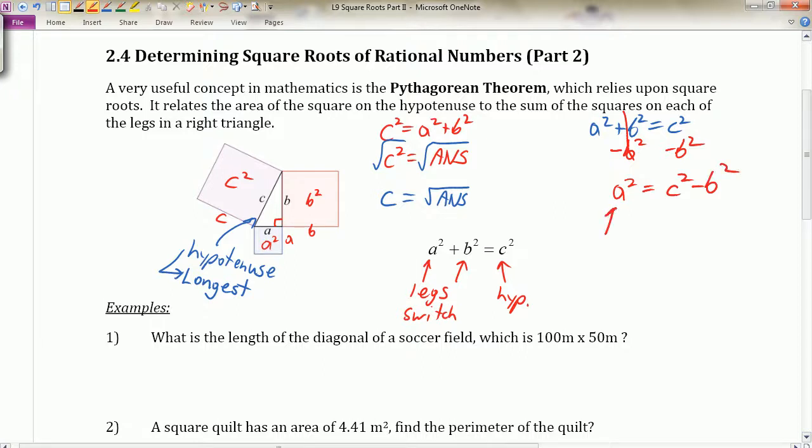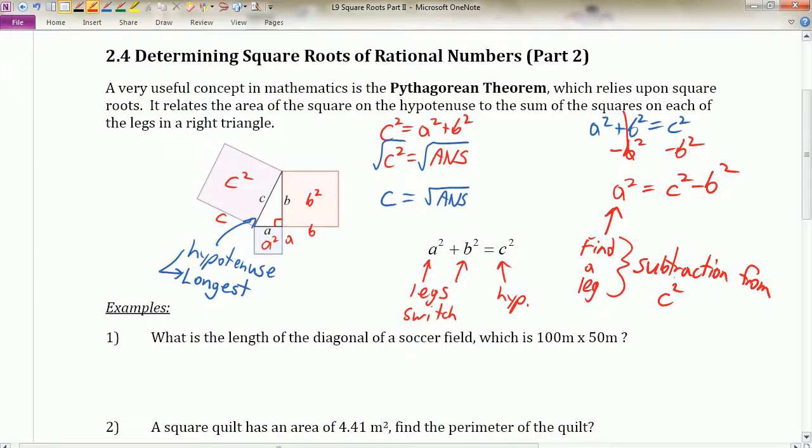Use this formula when you're trying to find a leg. And again, a and b can be in different spots. That's fine. But it's important to see that when you're trying to find a leg, you will do a subtraction from c squared. So c squared's first, and you're subtracting the other square.